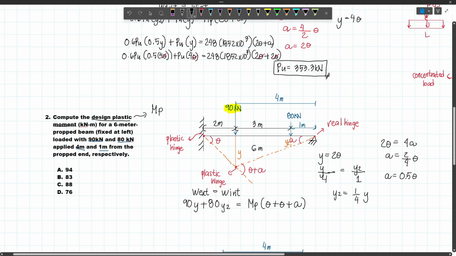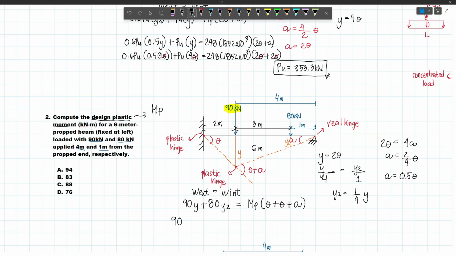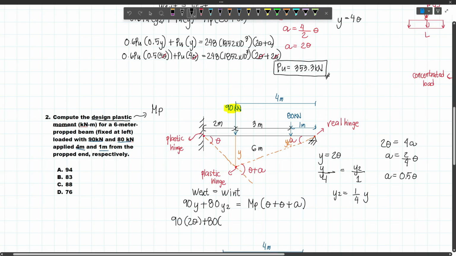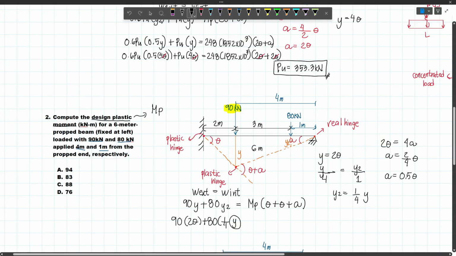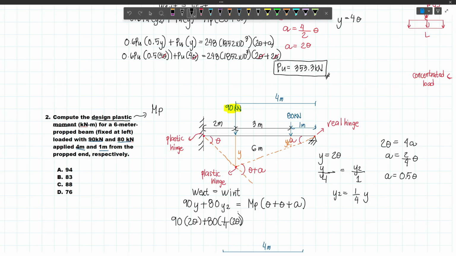And so, substitute na lang ta sa values na to dire. Mahimo na ni siyang 90 multiplied by y, which is 2 theta plus 80 multiplied by y2, which is 1/4 of y, and then kani siyang y ilista na to 2 theta pod. So kani siya ma 2 theta na pod ni kana. And then next equate na nato siya to MP, and then theta plus 0.5 theta. And so kaning theta mo cancel ra gid na. Basically mo cancel ra gid na siya every time if imo siyang express tanan ba in terms of theta.